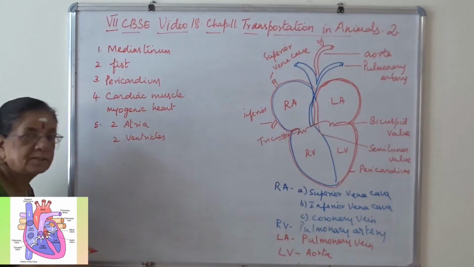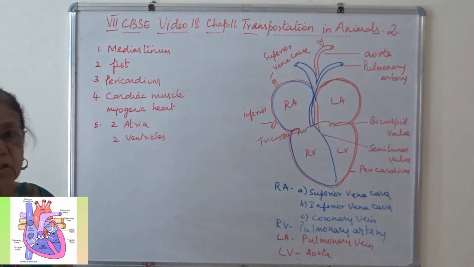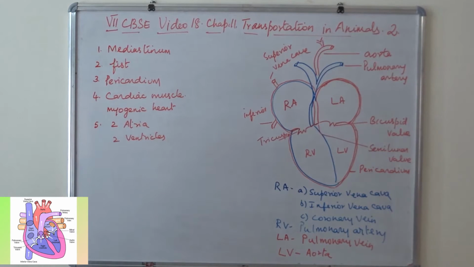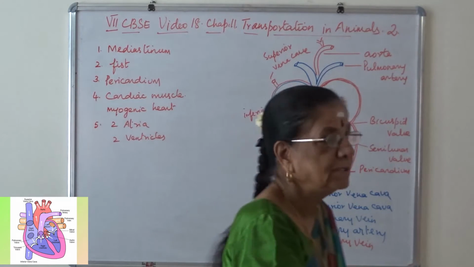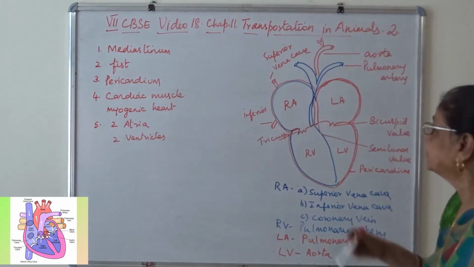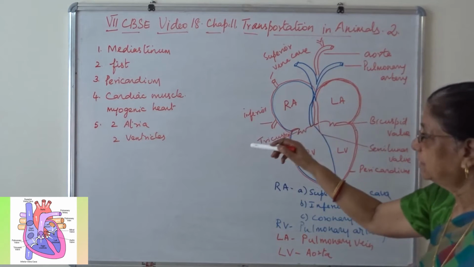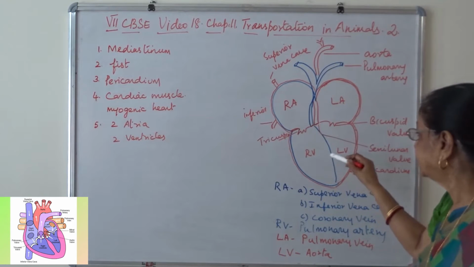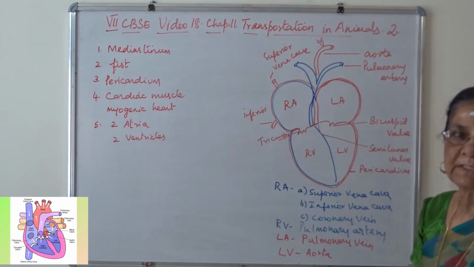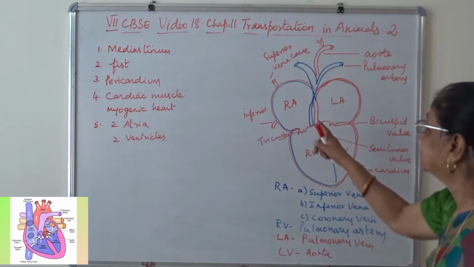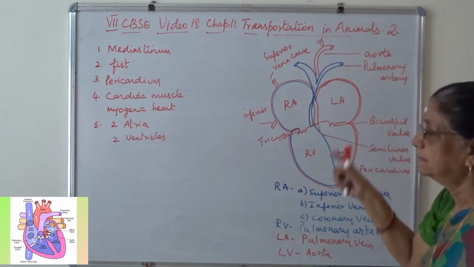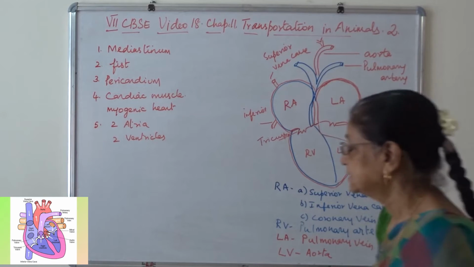2 atria, atrium singular, atria plural. So 2 atria and 2 ventricles. Now these 2 atria are the right atrium and left atrium. Same way, 2 ventricles, right ventricle and left ventricle. I hope you understand.